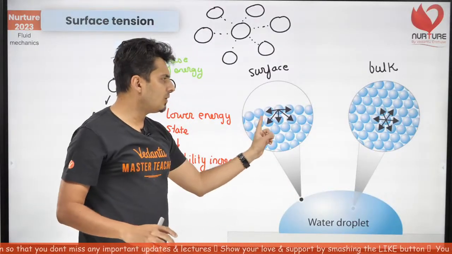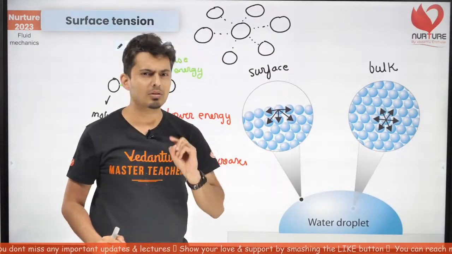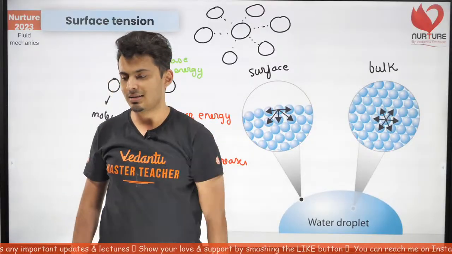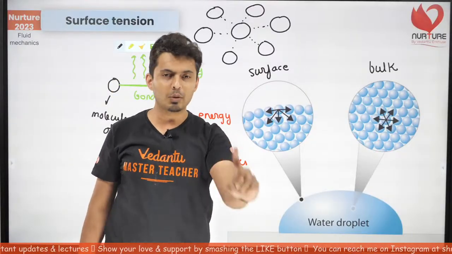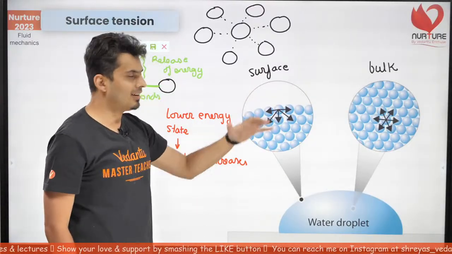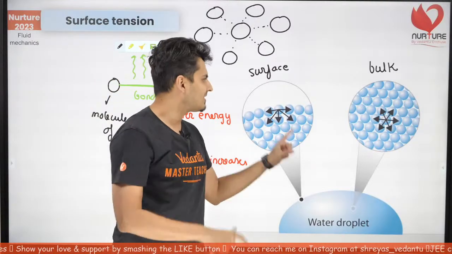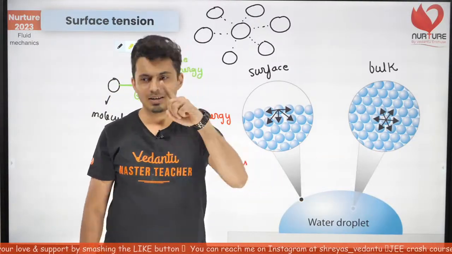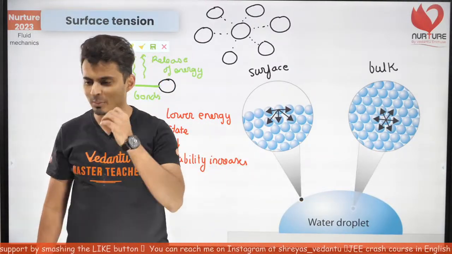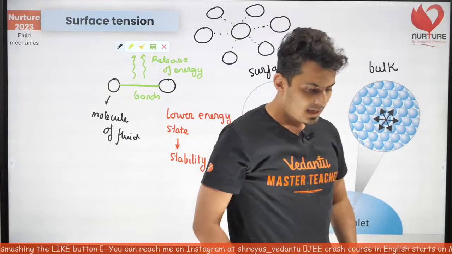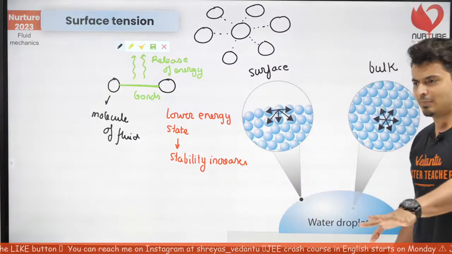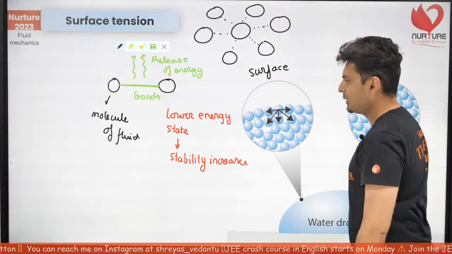Now, out of the surface and the bulk molecules, which molecule do you think is happy? Which molecule do you think is happier than the other? Come on, quickly answer in the chat box. Is it the surface or is it the bulk? Come on, this is very easy. Hi Sundar, welcome aboard. Is it the bulk molecule which is happy, or is it the surface molecule which is happy?